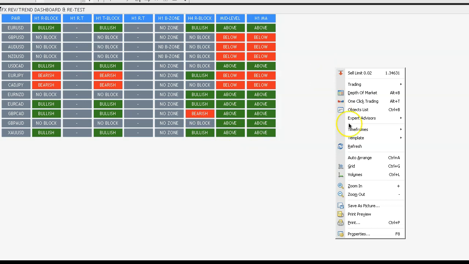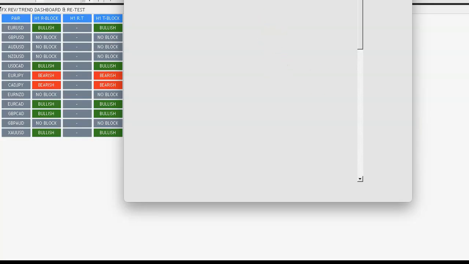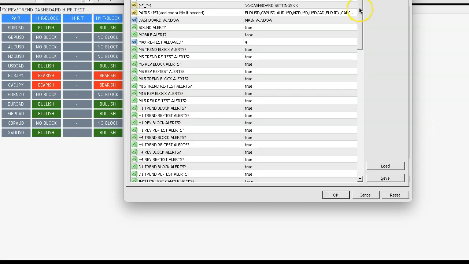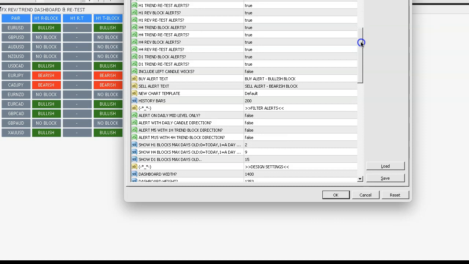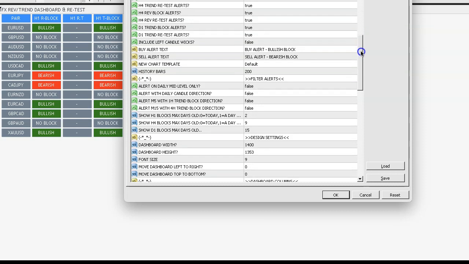So when you're going to see the properties right here, again, this is very simple. We talked about this property, so when you go all the way down here, you have to use the maximum days old as 3, right? I would recommend for the 4-hour block to be at least a minimum of 10. And then also, that's pretty much it.